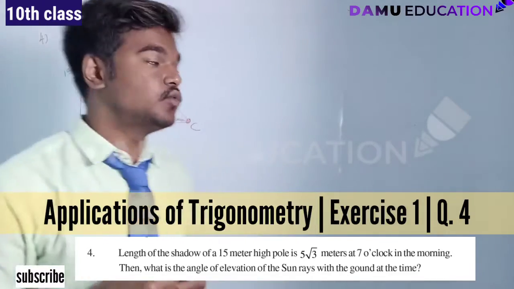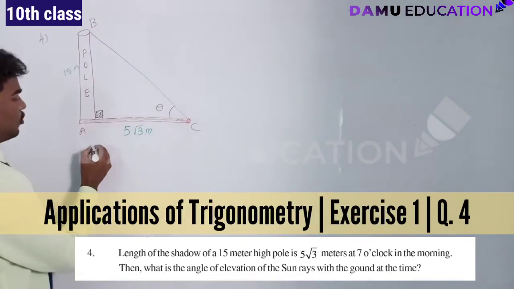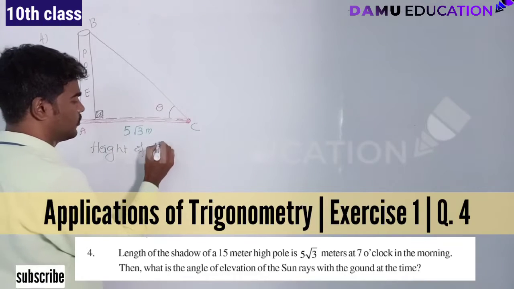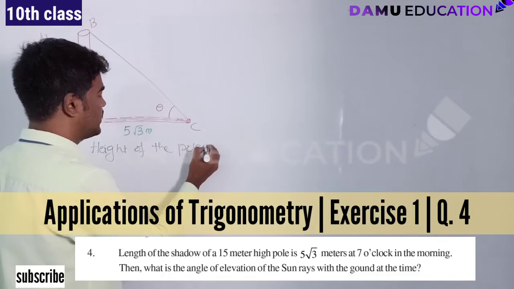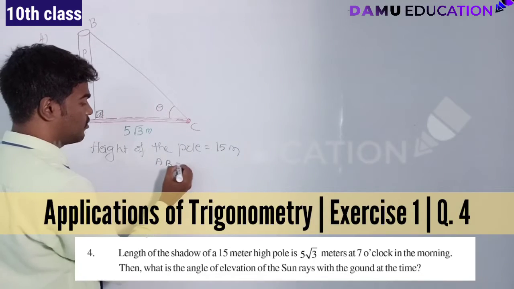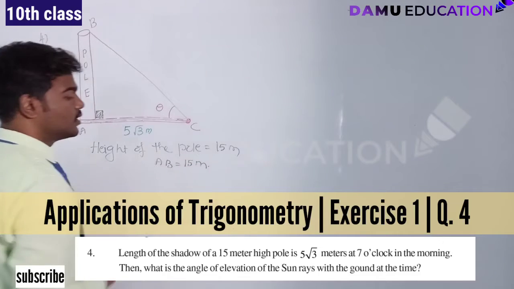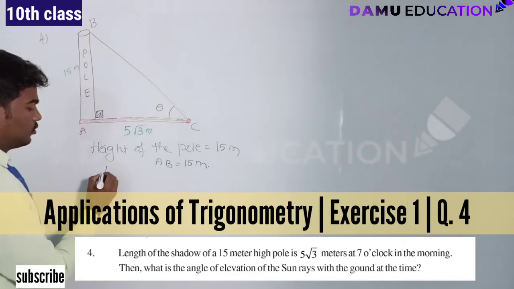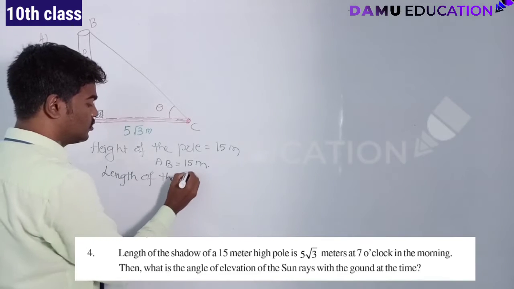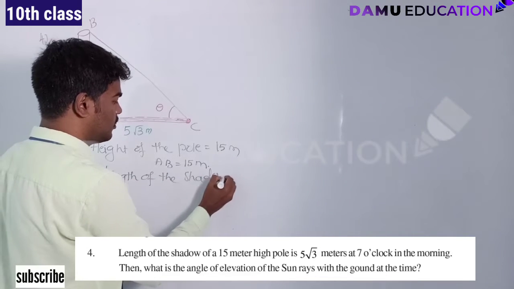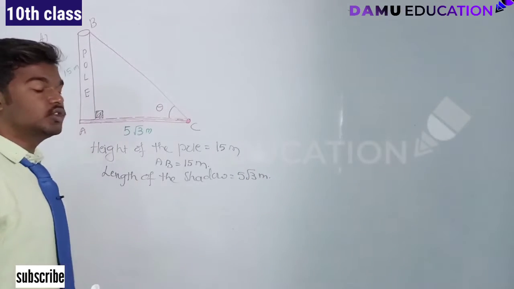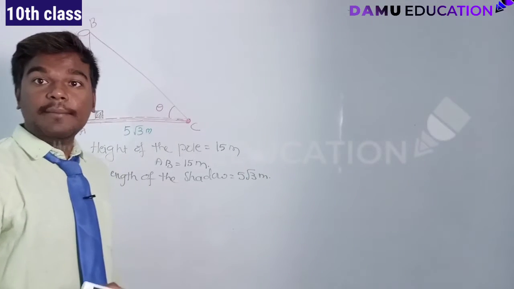So let's write down what we have here. Height of the pole. What are the given conditions? Height of the pole is equal to 15 meters. So AB is equal to 15 meters. Then what is the length of the shadow? The length of the shadow is equal to 5 root 3 meters.